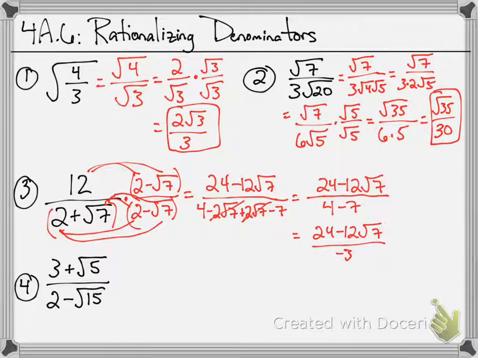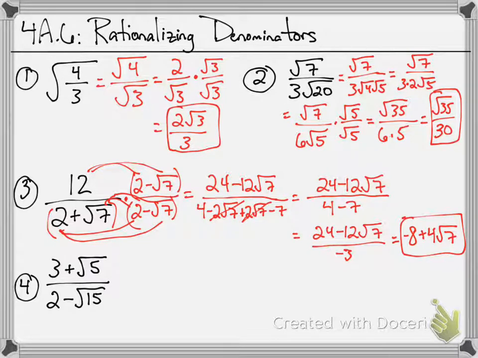Now in some problems, depending on what your denominator is, you may be able to stop at this step. However, you still want to look and see, will this simplify further? So if I take a look here at this first set, if I try to do 24 divided by negative 3, that's going to come out really nice to negative 8. If I try to do the second grouping of terms here, negative 12 square root 7 divided by negative 3, that's going to come out to positive 4 square root 7.